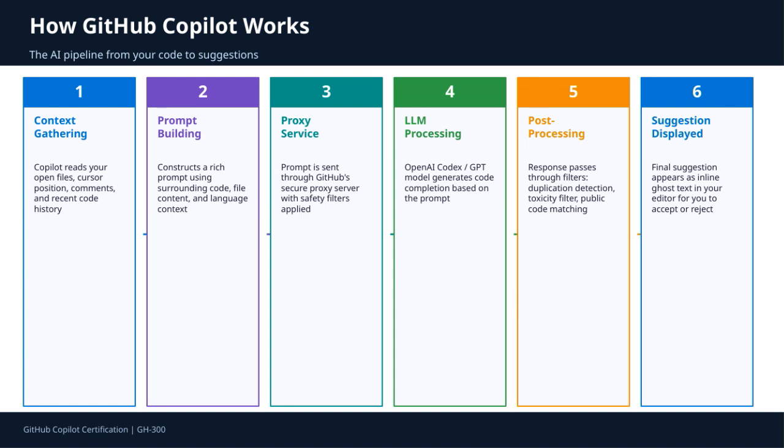Finally, the refined suggestion appears right in your editor as inline ghost text. You can then choose to accept or reject it, allowing you to keep full control of your code. This pipeline ensures that Copilot provides helpful, safe, and contextually relevant code recommendations.